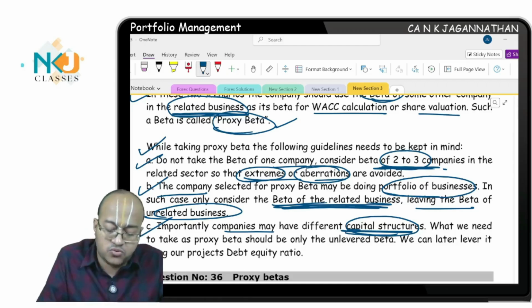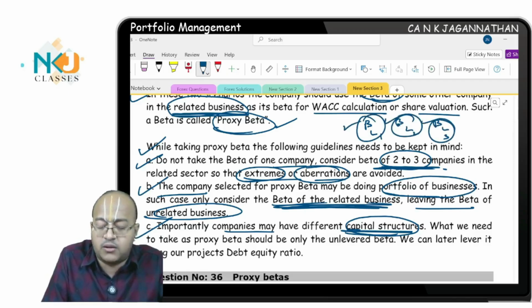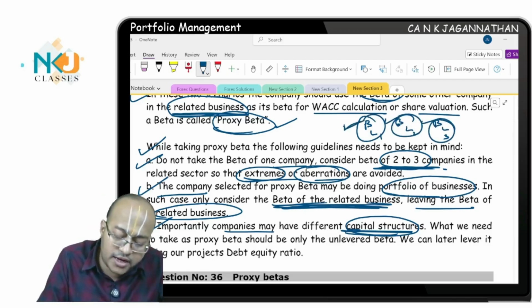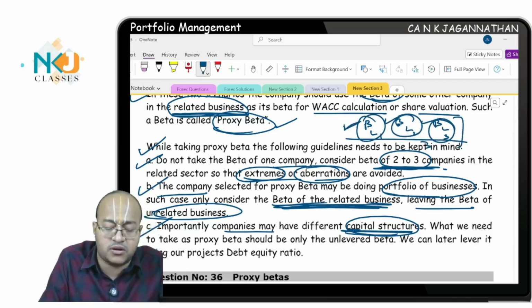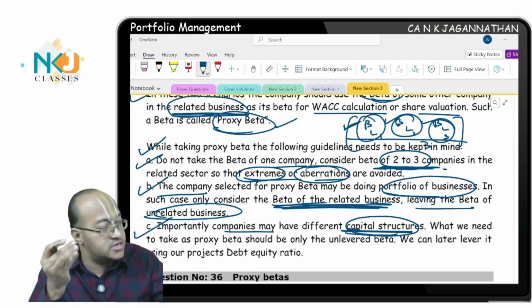Average. See, 2-3 companies are there, and you got the equity betas of 2-3 companies. Beta levered 1, beta levered 2, beta levered 3. These are related business betas. You divide by 3 and you get the average equity beta. But one more adjustment you need to do.